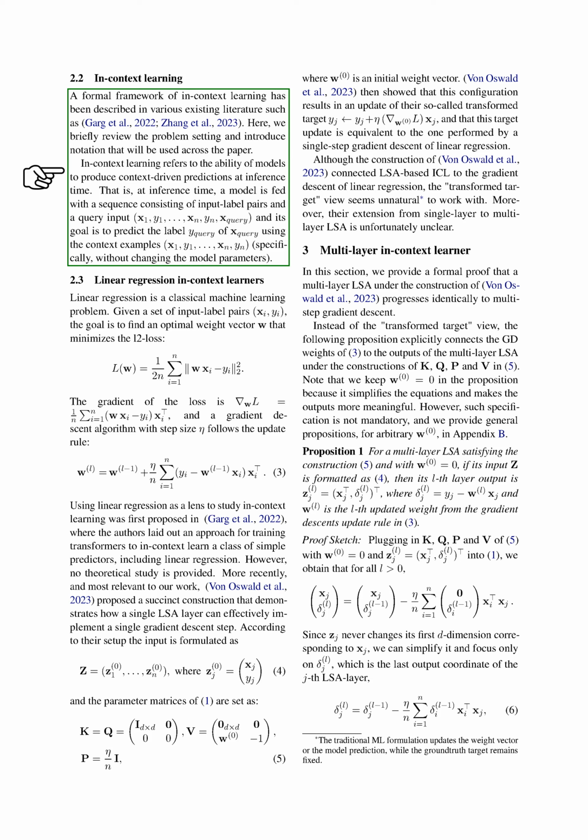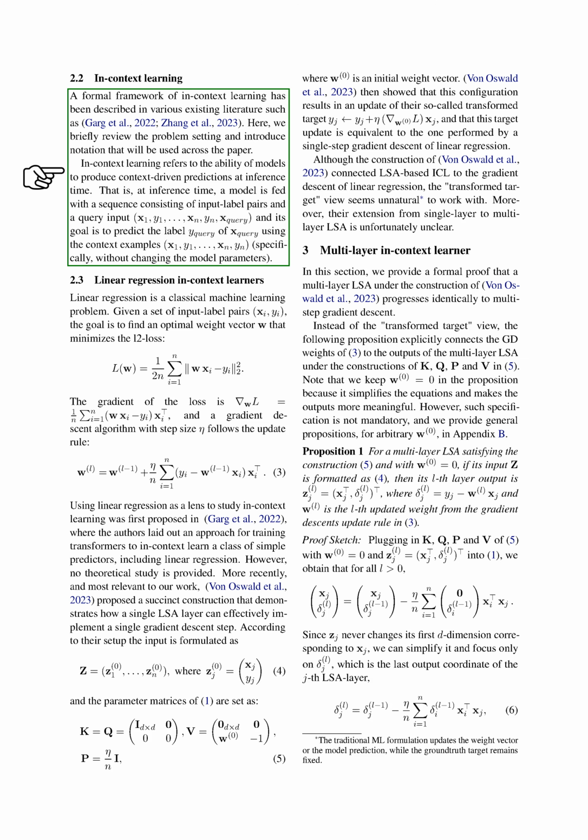Next, we'll talk about linear regression in the context of in-context learning. Linear regression is a well-known machine learning problem. The objective here is to find the best weight vector that minimizes the L2 loss, which is a measure of the difference between the predicted and actual values. The gradient of the loss is calculated, and a gradient descent algorithm with a certain step size is used to update the weight vector.